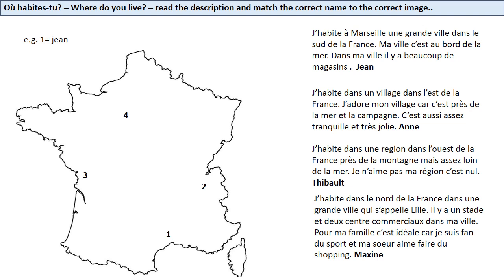Ma ville, c'est au bord de la mer. Yeah, if we have a look at that number 1, it's by the sea as well. Dans ma ville, il y a beaucoup de magasins. In my town, there are a lot of shops. So that's a bit of extra information that we can't necessarily tell on the map, but we can be fairly sure that Jean lives by number 1, which is Marseille.